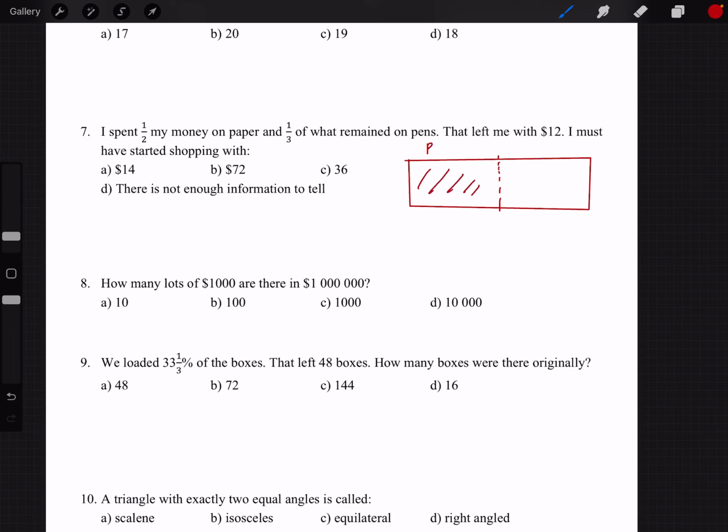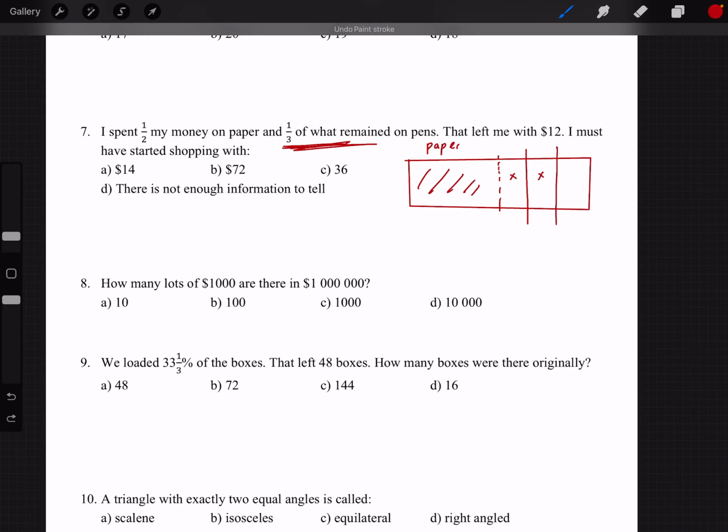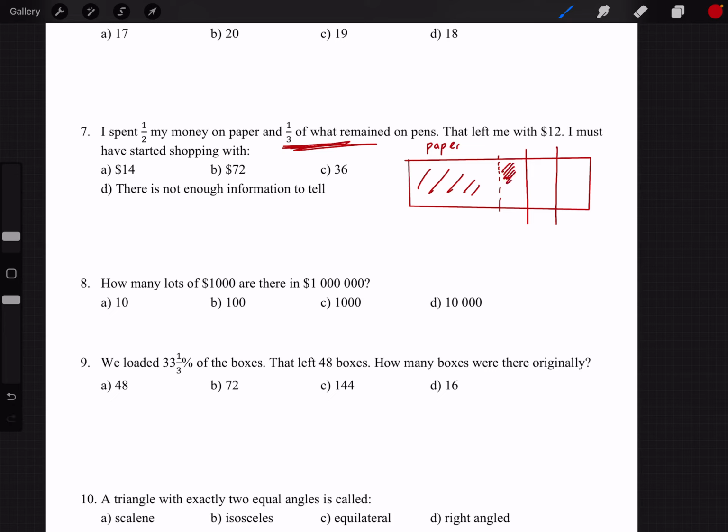So you spent it on paper. And then you spent 1/3 of what remains. So here's what remains, all of this stuff here, and you spend 1/3 of it. So what you do is you take what remains and you cut it into 3 pieces: 1, 2, 3. You spent 1/3 of this on pens.